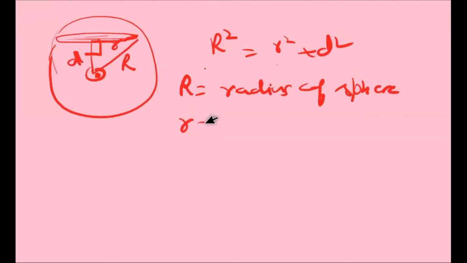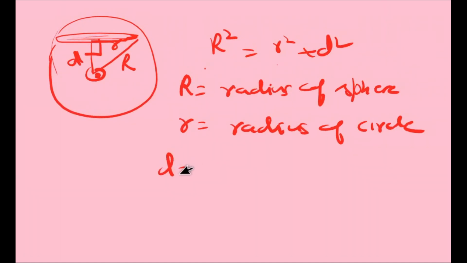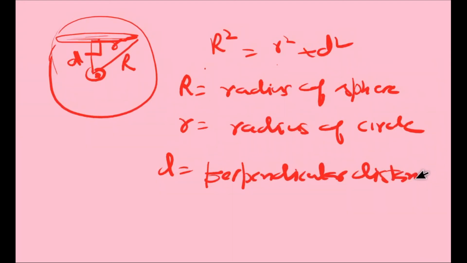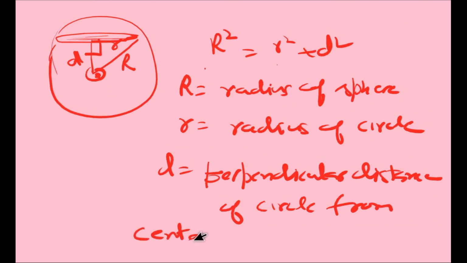Okay, and small r is the radius of the circle, and d is the perpendicular distance of the circle from the center of the sphere. So using this formula you can solve so many questions.